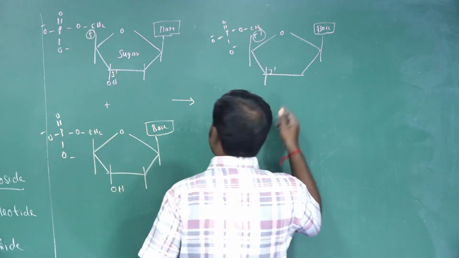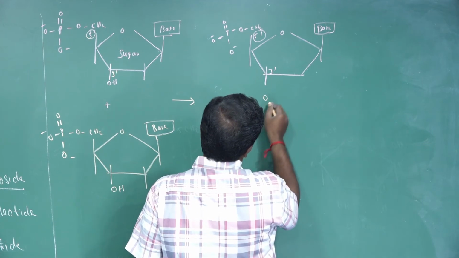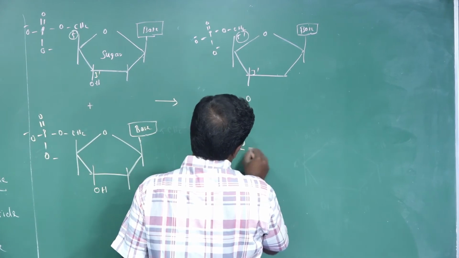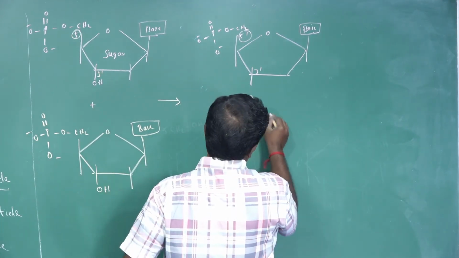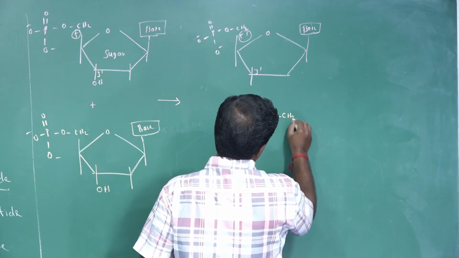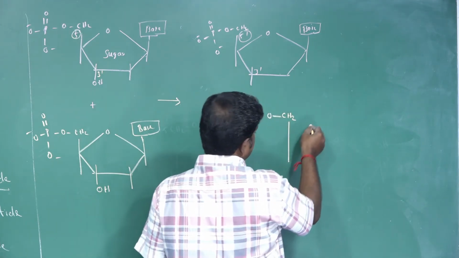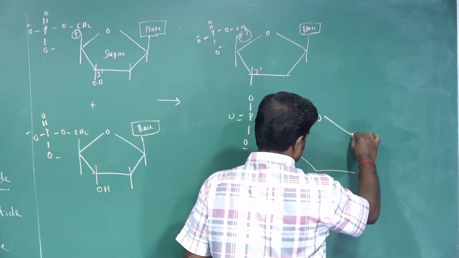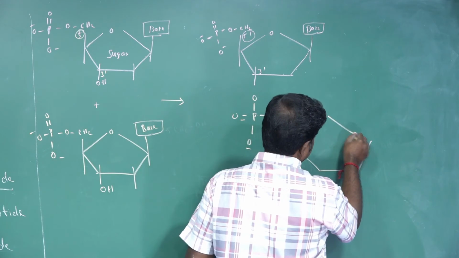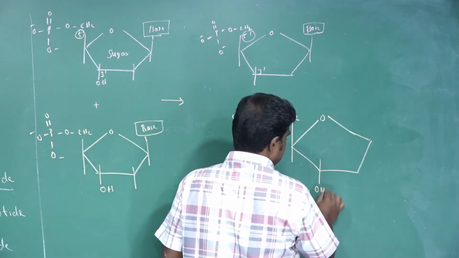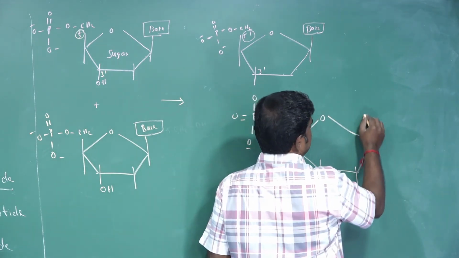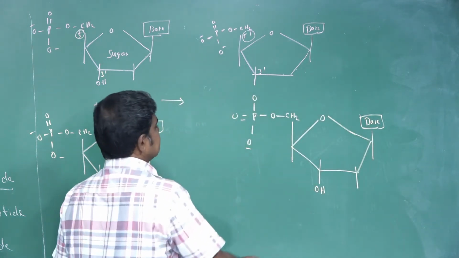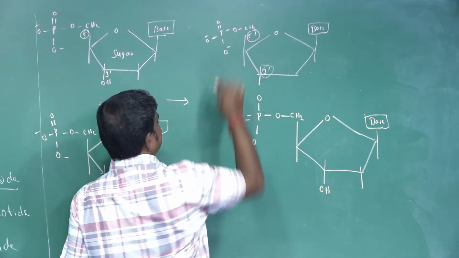So it is linked with phosphorus. So O, and here phosphorus, a double bond O and that O minus, and here O, and here it is CH2. Now we are taking it like this. Then here there is an OH group and maybe H, and here there is a base. Now this is the linkage that has the 3' and the 5' position.